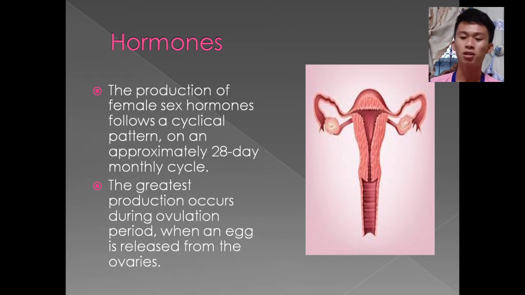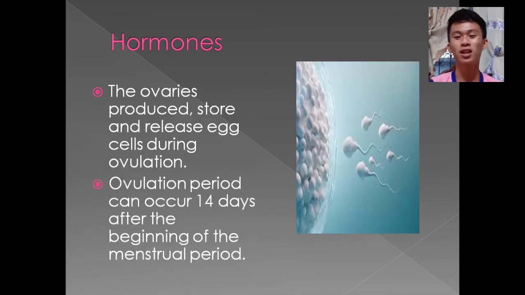And the greatest production occurs during the ovulation period, when an egg is released from the ovaries. The ovaries produce, store, and release egg cells during ovulation. The ovulation period can occur 14 days after the beginning of the menstrual period.